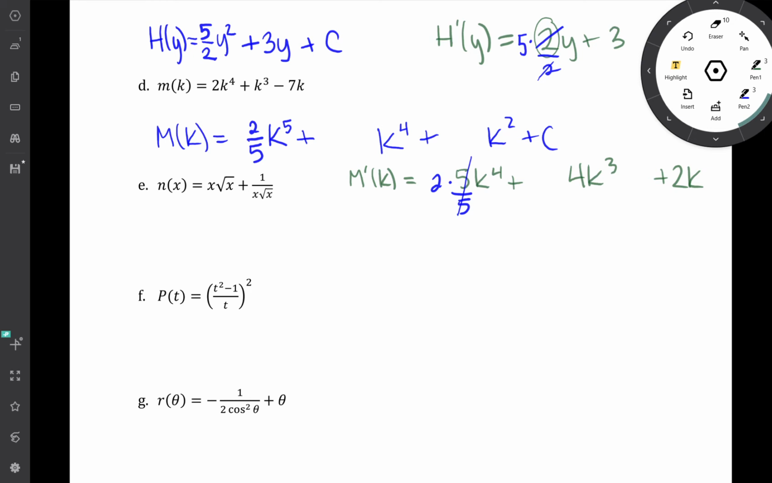4k cubed, what do we want? Plain old k cubed? So in this case, we just need to get rid of the 4, and we would do that by building a 1/4 into the antiderivative function. So there's our k cubed. And then the last one, we didn't want a 2, so we'll divide out a 2. And we did want a -7, so we'll multiply by -7.